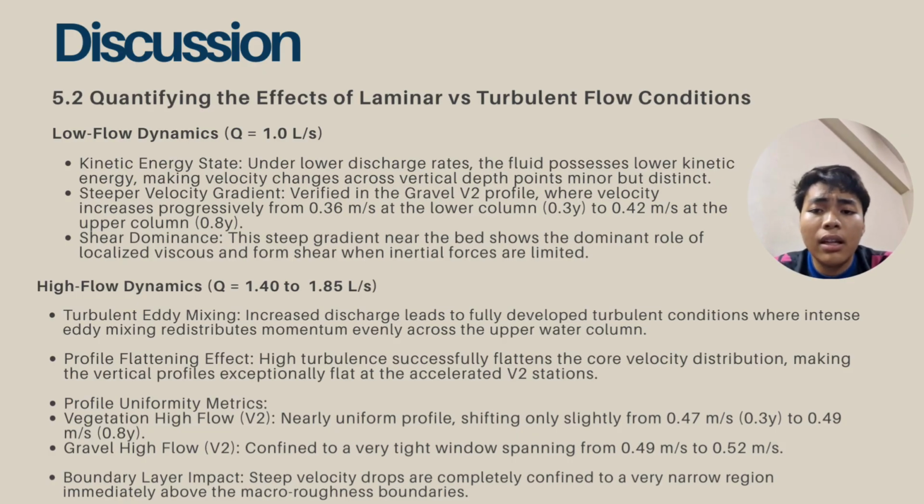For example, the vegetation high flow varies only slightly from 0.47 to 0.49 meter per second, and the gravel high flow is confined to a tight window of 0.49 to 0.52 meter per second. This uniformity proves that high turbulence successfully flattens the core velocity distributions, effectively confining steep velocity drop to very narrow regions right above the macro roughness boundaries.